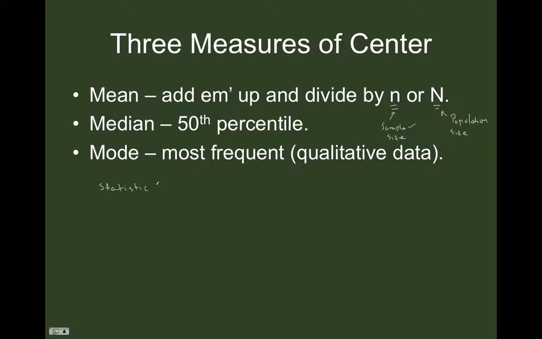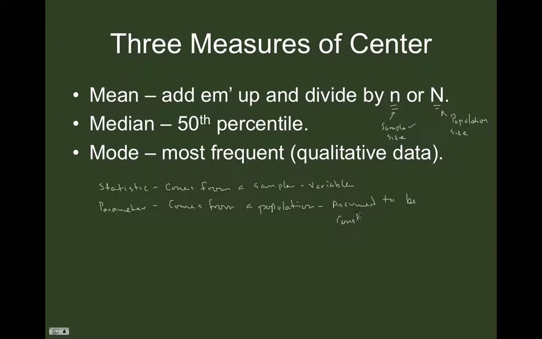And remember, a statistic comes from a sample and is a variable. And a parameter comes from the entire population. And in statistics, the parameter is always assumed to be constant.